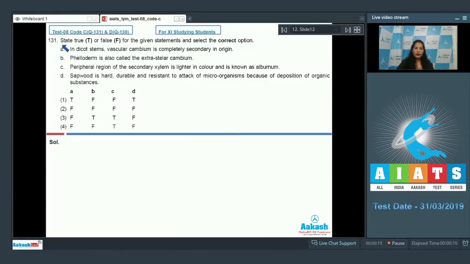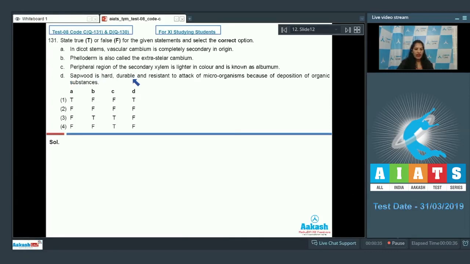Question number 131. State true or false for the given statements and select the correct option. A. In dicot stems, vascular cambium is completely secondary in origin. B. Phylloderm is also called the extrastellar cambium. C. Peripheral region of the secondary xylem is lighter in color and is known as alburnum.